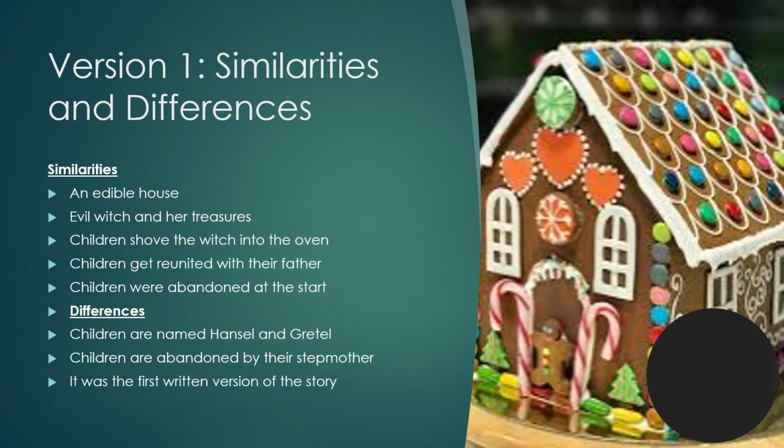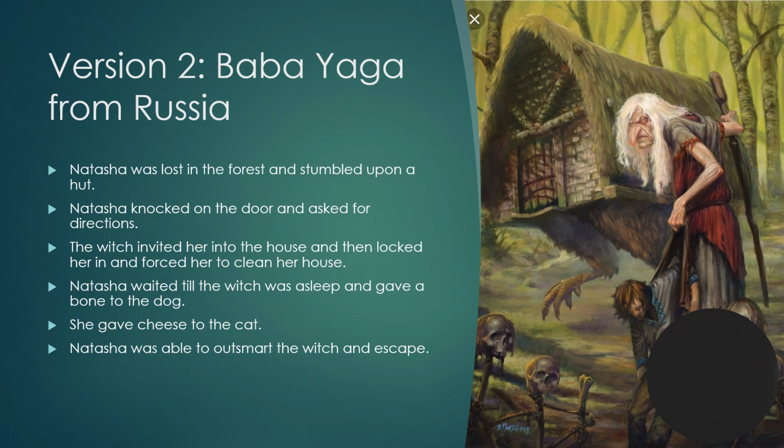Version 1 similarities and differences. Similarities: there's an edible house, there's an evil witch with her treasures, children shoved the witch into the oven, children get reunited with their father, children were abandoned at the start. Some differences are children are named Hansel and Gretel, children are abandoned by their stepmother, and it was the first written version of the story.